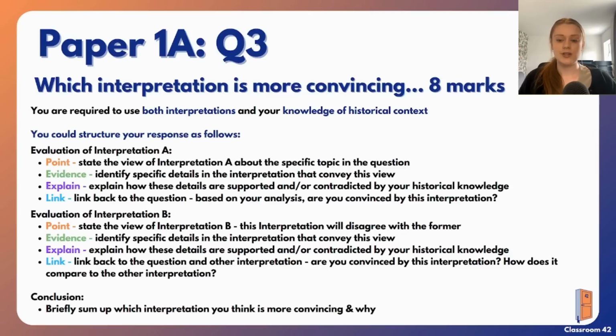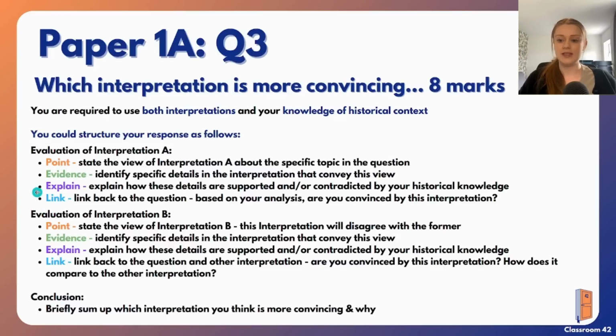For this question, you could structure it as follows. You could do 1 paragraph on interpretation A, 1 paragraph on interpretation B, and then do a conclusion to sum up your evaluation. Remember, this question is asking us what we think, so it's asking us which interpretation is more convincing. So you do need to bring in your own judgment and talk about which one you think is more convincing. So your answer could be an evaluation of interpretation A, with an appeal paragraph.